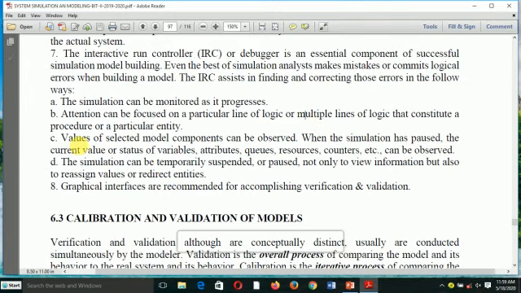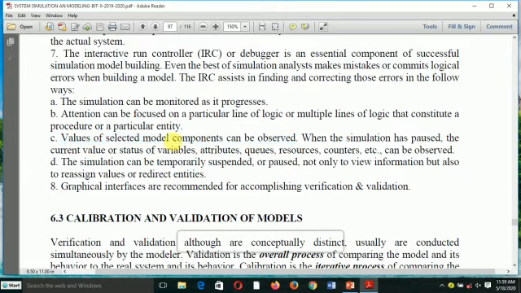Or you can say that values of model components can be observed. Like in programming, for example in Visual Basic, if there is a mistake, you see the debugger showing a yellow color. If you point at that line, it can show you the value of a variable.